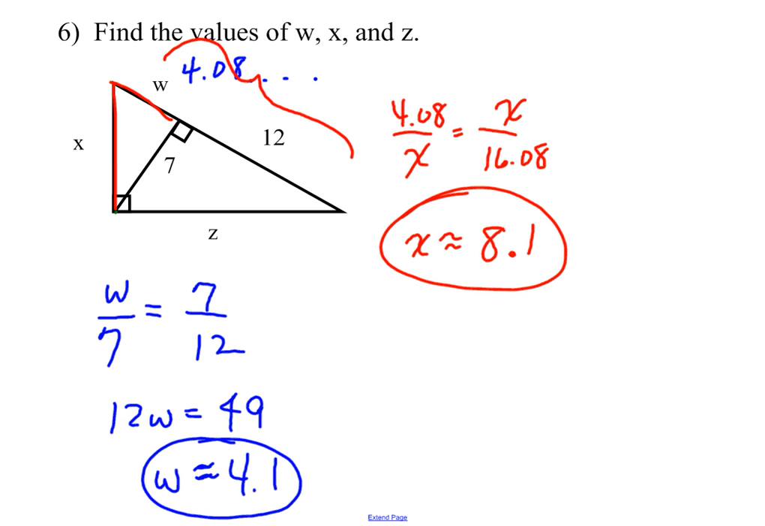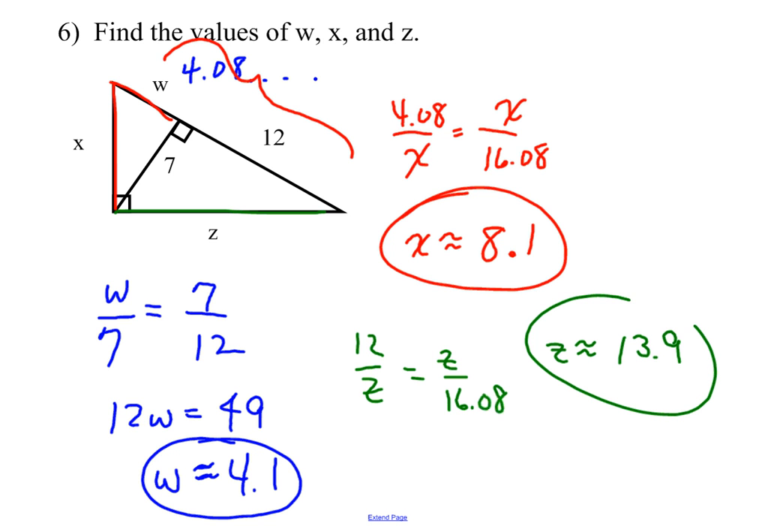And then z is a geometric mean between the 12 that's right next to it and the whole thing, 16.08. Cross multiply, take the square root. Z is approximately 13.9. Same answer like we got before, I believe. That's pretty much it.